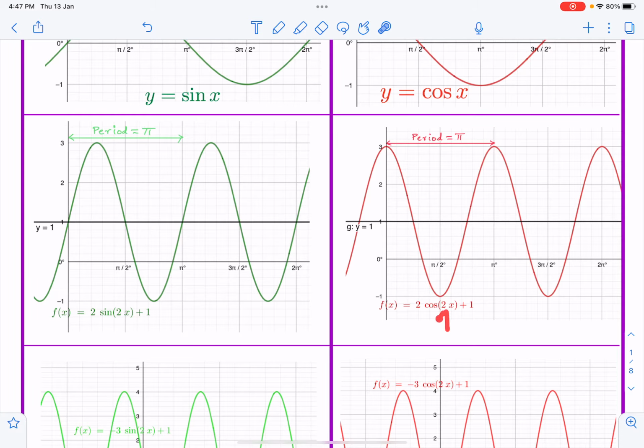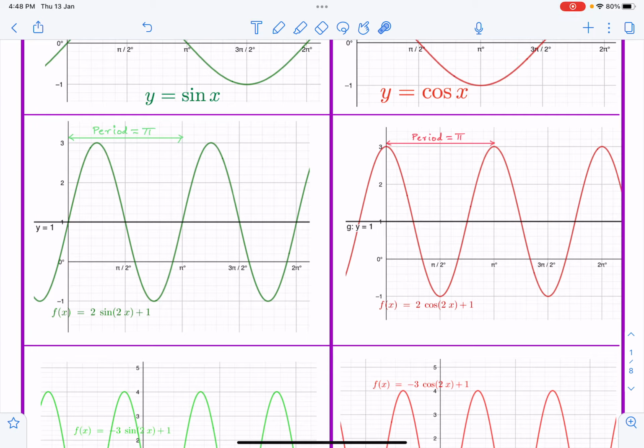Then this 2 is affecting the curve to horizontally stretch by scale factor half. It means there is a compression. So again there will be 2 cycles in 0 to 2 pi. And then this 1 is giving you a vertical shift of 1 unit. So therefore instead of 0, the axis goes at 1, y is equal to 1. So y is equal to 1 becomes the axis.